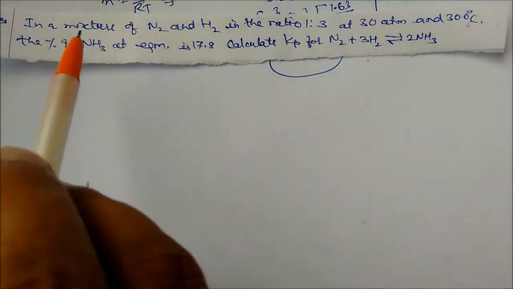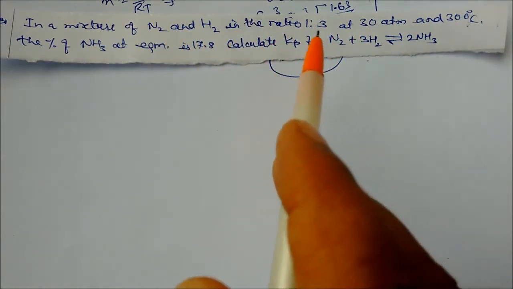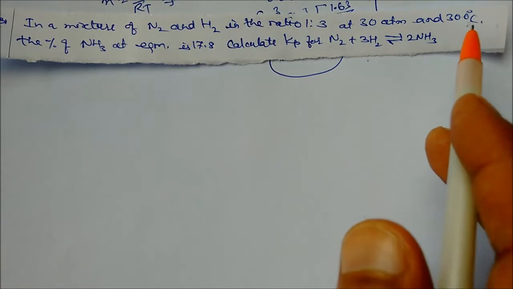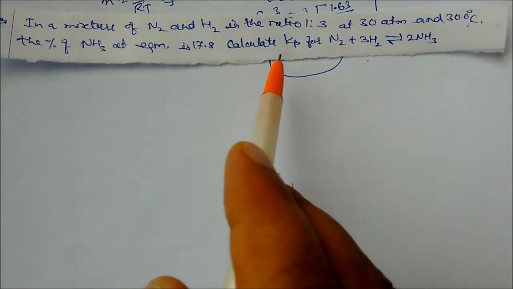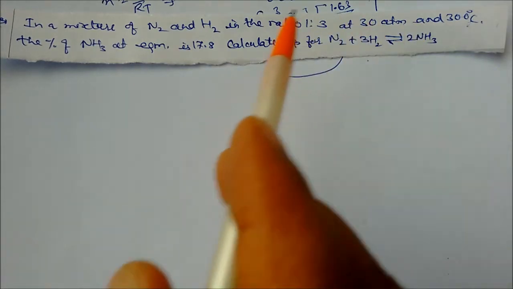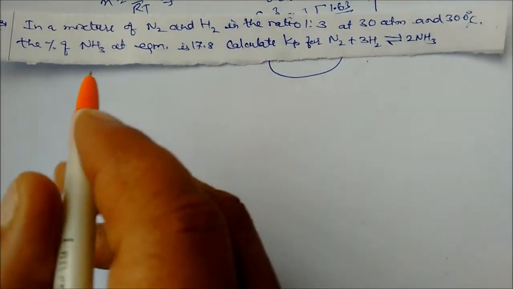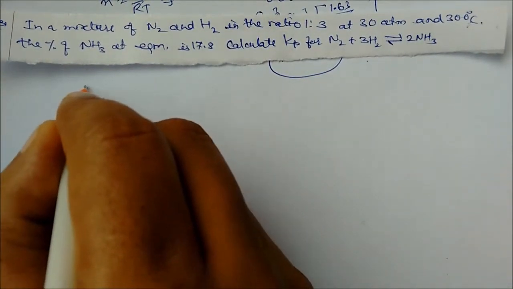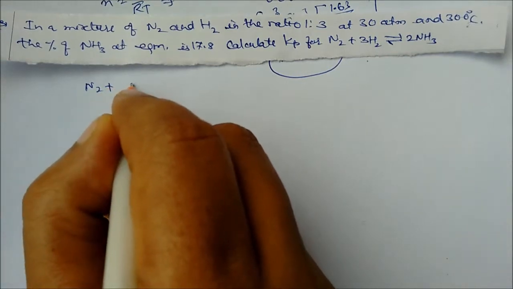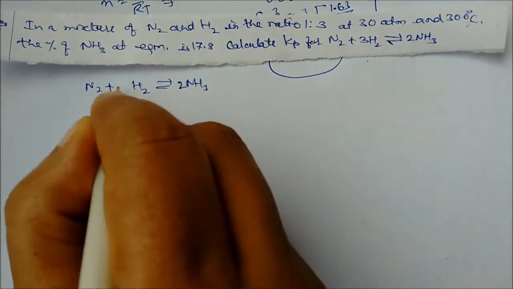In a mixture of nitrogen and hydrogen in the ratio 1:3 at 30 atmospheric pressure and 300 degrees centigrade, the percentage of ammonia at equilibrium is 17.8. Calculate Kp, this is given here. So again we have to find Kp. For Kp we require the x value again. Nitrogen plus hydrogen will give you ammonia. So this is your 2, this is your 3.